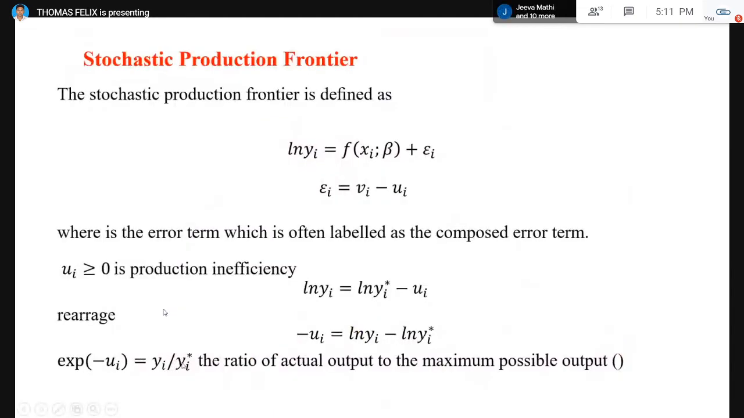So yi divided by predicted yi. So here I am able to get the technical efficiency.